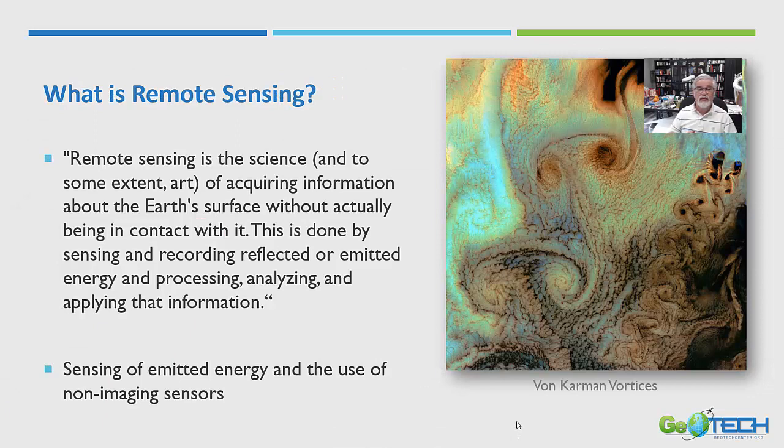So remote sensing is acquiring information about the Earth. It could be about other planets as well, but acquiring information based upon members of the electromagnetic spectrum on what we detect, and then using that information to do analysis. This is all done without direct contact. It's done with indirect contact, and we'll talk about how that all works.